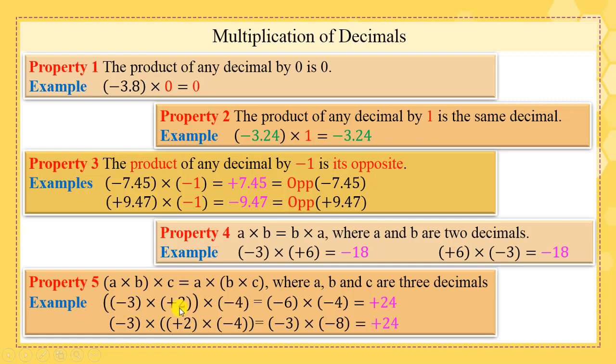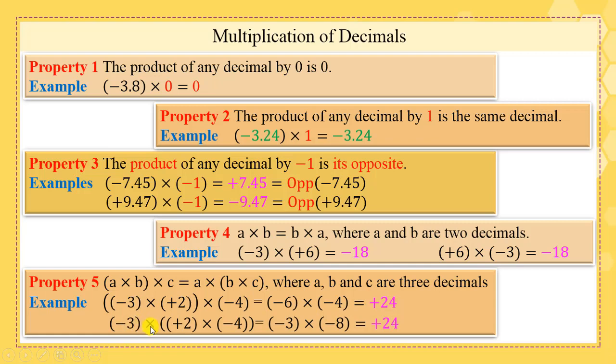Negative 3 times positive 2. They have opposite signs. The product is negative. 3 times 2 equals 6. Negative 6 times negative 4, they have the same sign, the product is positive. 6 times 4 equals 24.